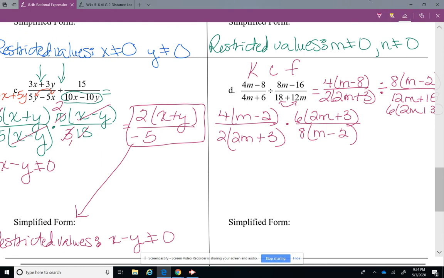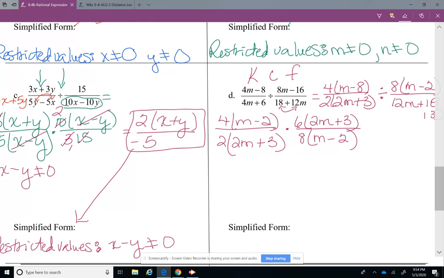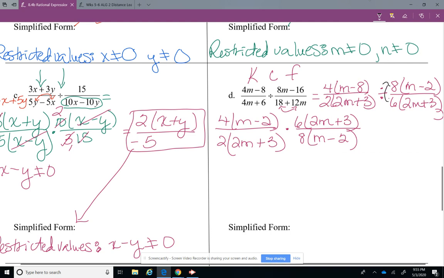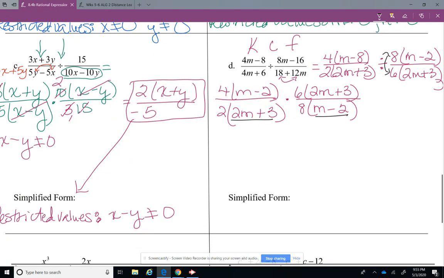Whoops, I went off the page, so it kind of knocked me off. Okay, we're going to switch that to 6 times 2m plus 3. And then you could go to this next step that I'm doing, where you are literally taking these two and flipping them. Okay, that's kind of where we're at now. All right, we're going to go ahead, set this equal to 0 and set this equal to 0 and see what m cannot be. So we're going to put restricted values.